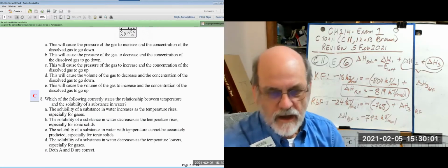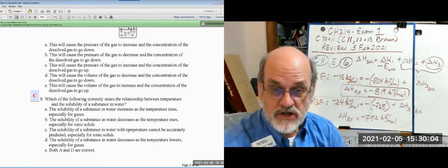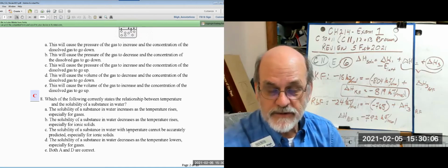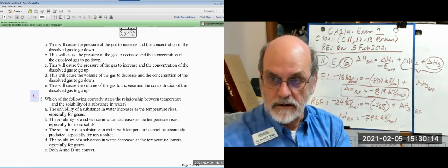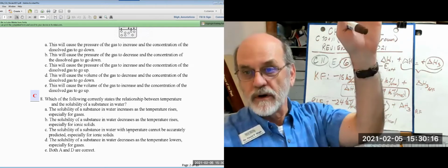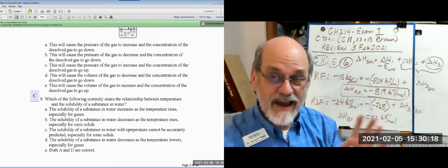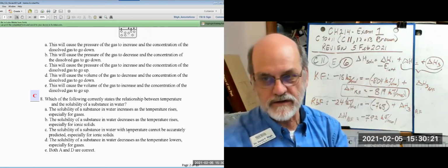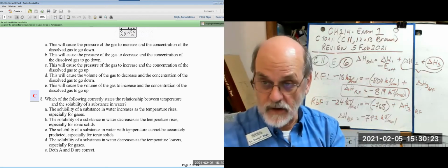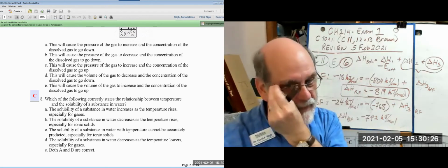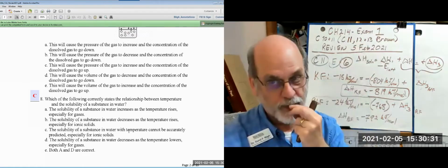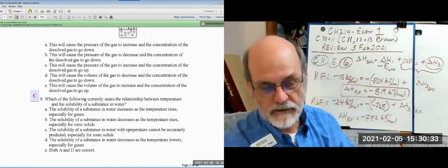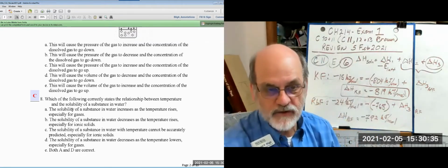8. Which of the following correctly states the relationship between temperature and solubility of a substance in water? Okay. Normally, for solids in water, solubility goes up as temperature increases, but occasionally it goes down as temperature increases. For gases, though, the solubility of a gas decreases as the temperature increases. It's just the opposite. So let's see if that helps us with our statements.